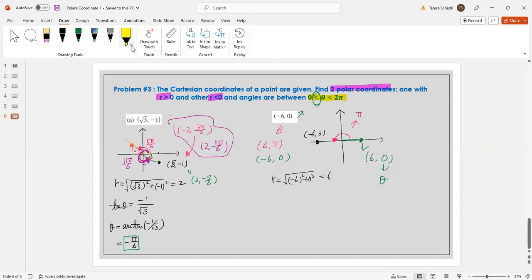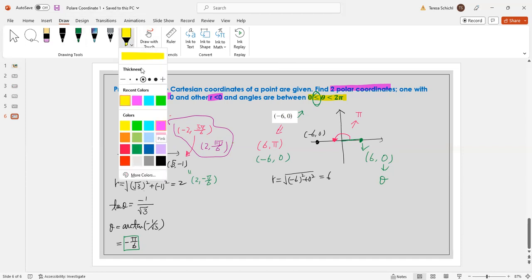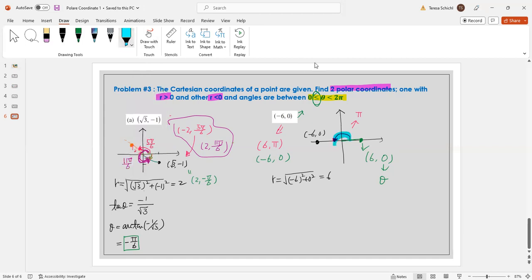Someone will ask, why can't I go around the whole 360? The problem is, if they don't have this restriction, yes, that's fine. But here they say the angle has to be less than 2 pi. That's why I'm using the angle theta here. Okay, so that's it for this lecture.